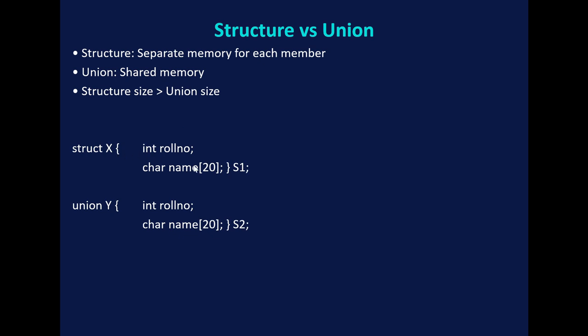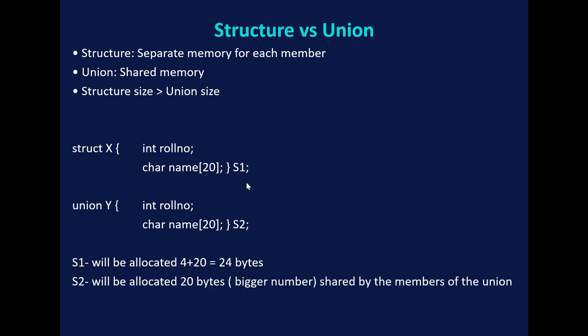So one example is shown here. The members are the same. I have an integer and a string, but what my s1 size will be is 4 plus 20, 24 bytes. But for the union, the member which has got a bigger memory allocation, that will be the final allocation for the entire variable s2. That 20 bytes is going to be shared between the members of the union, roll number and name.